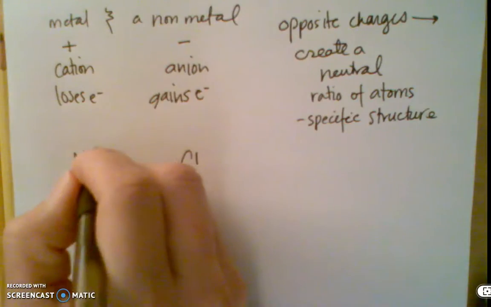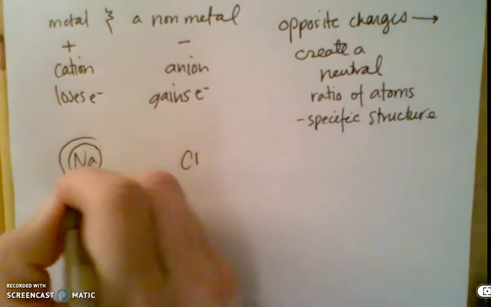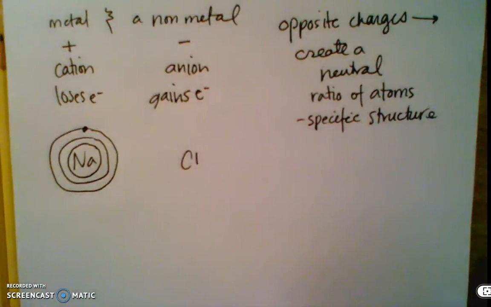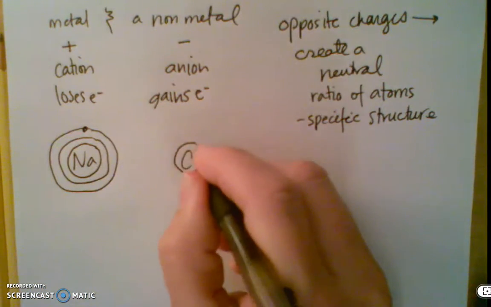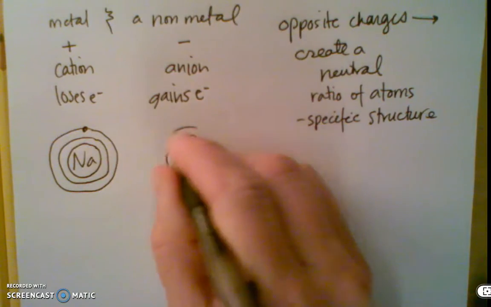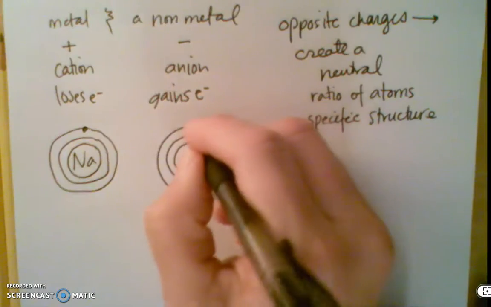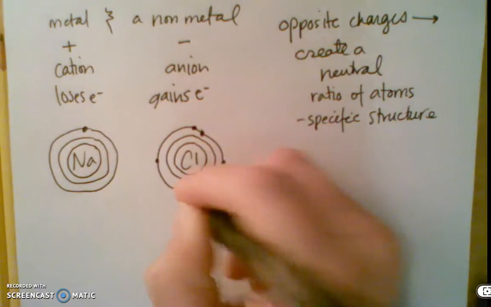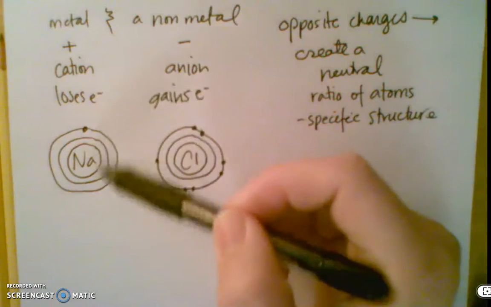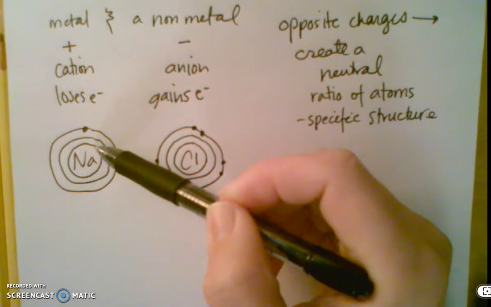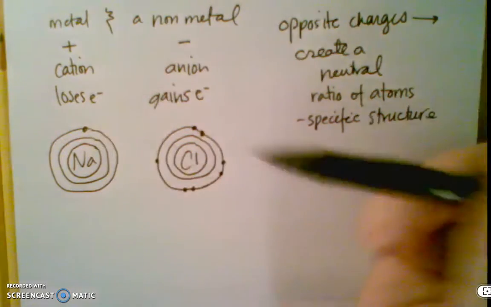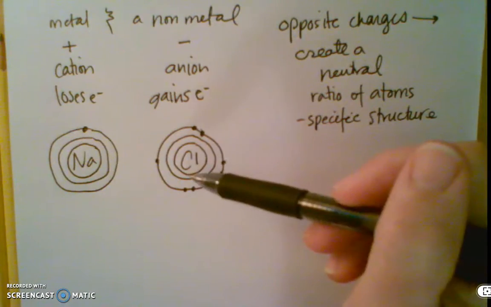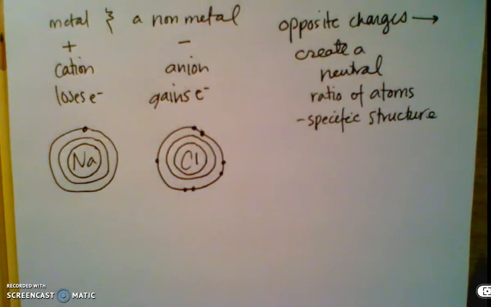So sodium is going to have 3 electron levels, and in the last one it has 1 electron. The other 2 are full. Chlorine is also going to have 3 electron levels. The last one has 7 electrons in it. So sodium has 3 shells, the first 2 being full, the last one having 1 valence electron. And chlorine has 3 shells, the first, again, 2 being full, and the last one having 7 valence electrons.